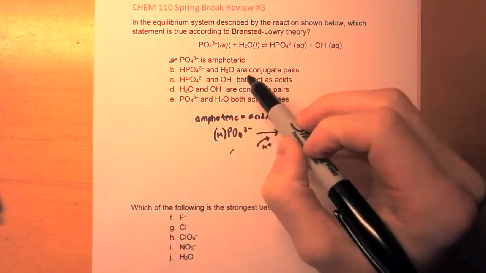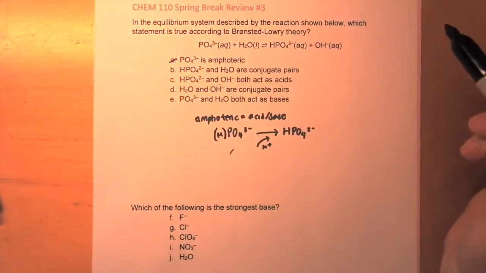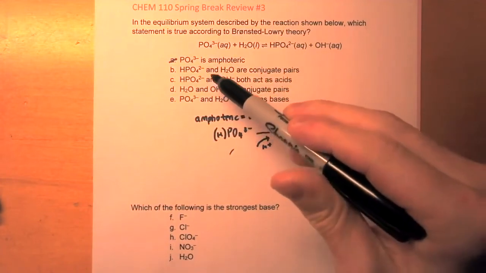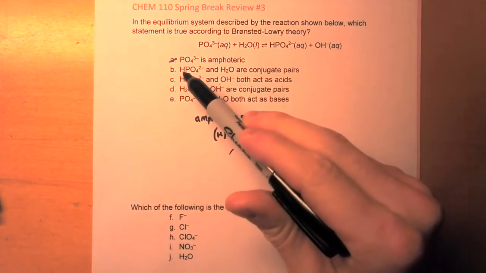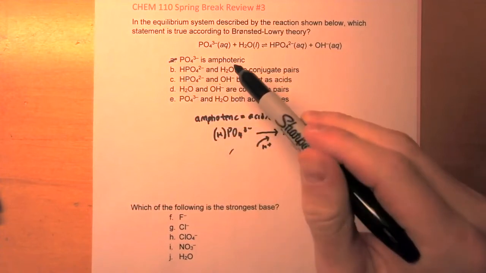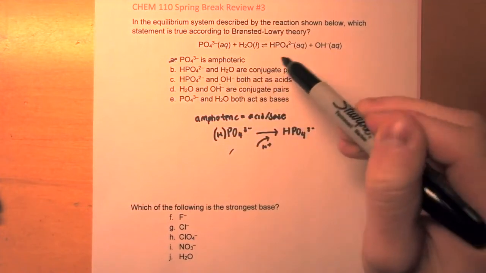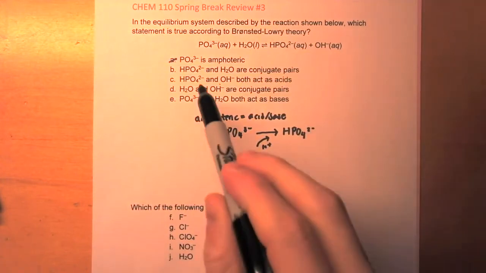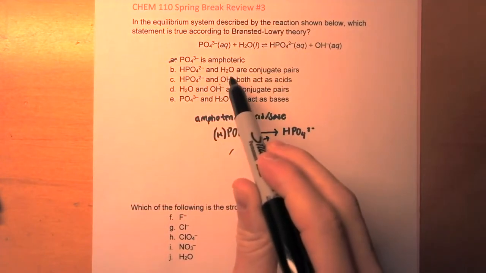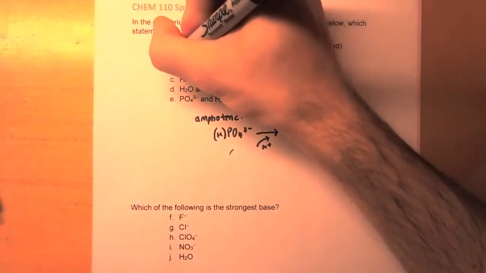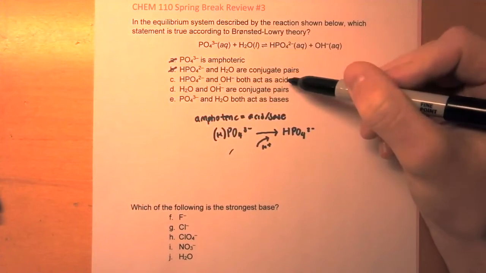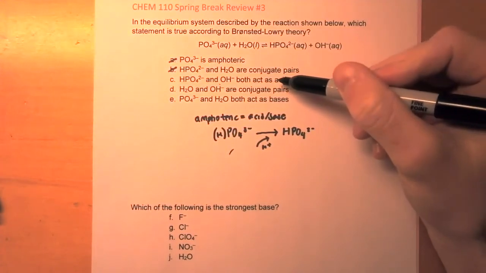HPO4 2- and H2O are conjugate pairs. We shouldn't even have to do any work for this one because we know that HPO4 2-, again, is a weak acid. It has an acidic proton right here to be able to donate, and then H2O. If they're conjugate pairs, they have to have the same chemical makeup. So in this case, HPO4 2- and water are not the same chemical makeup, so there's no way they can be conjugate pairs. Same with option C, HPO4 2- and OH-.